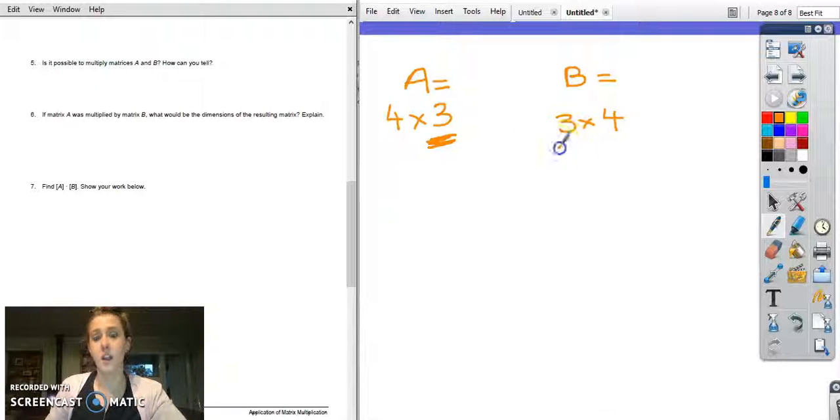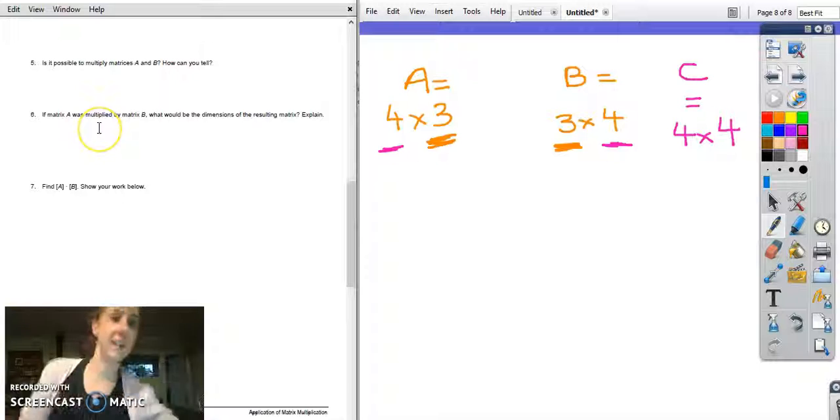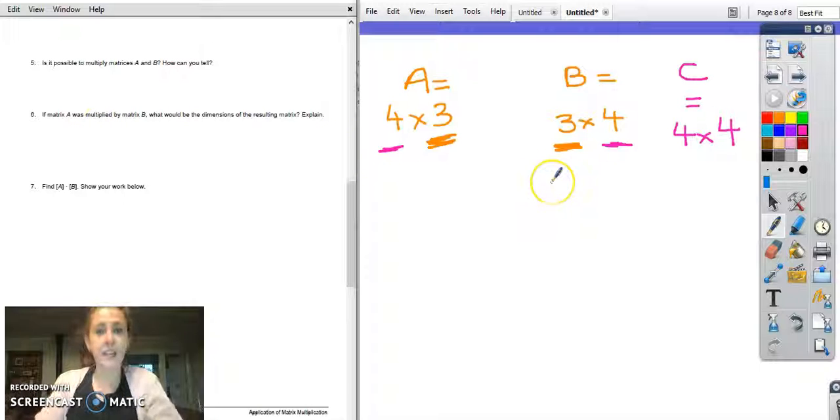So, again, if the numbers in the middle have to be the same for us to be able to multiply it, the numbers on the outer are going to give us the resulting matrix size. So C, I'm going to call our final matrix C, is going to be a 4 by 4 matrix. Again, that covers us for question 6.